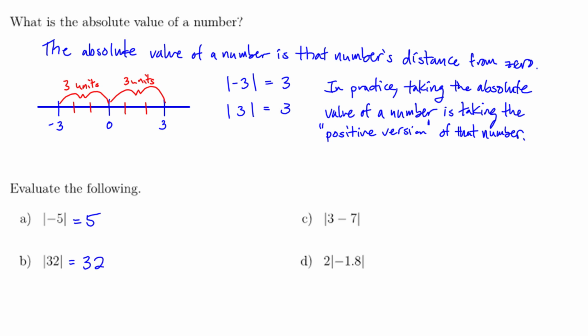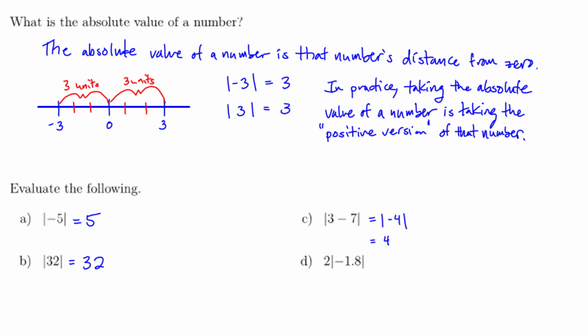In these last couple, we're going to have to do a little bit more arithmetic. So this next one, I have 3 minus 7 inside those straight vertical bars. So this is the absolute value of that expression, 3 minus 7. So the first thing I want to do is calculate 3 minus 7, which would be -4. So I'm taking the absolute value of -4, and that will work out to just be +4.